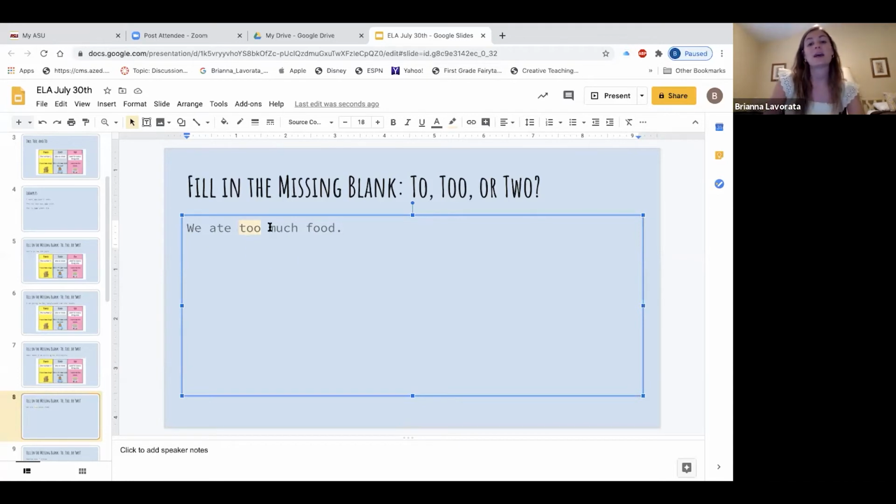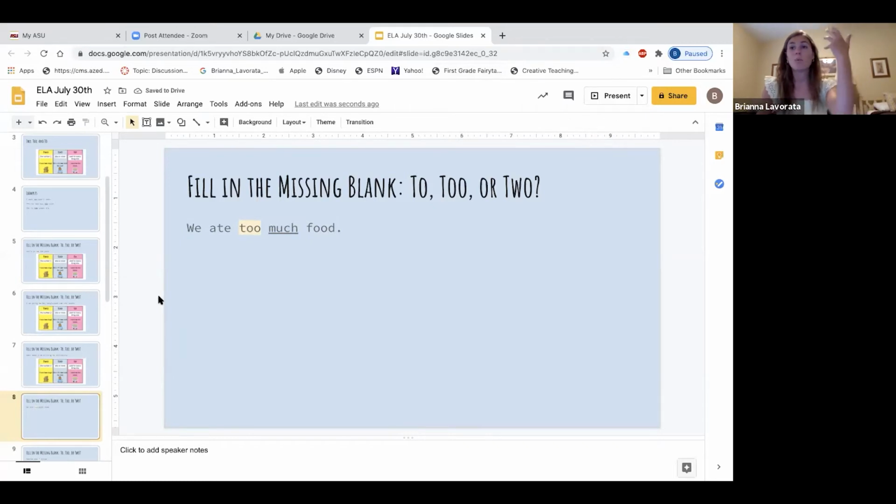Much is going to be that key word right here. I'll underline this. Much is going to be that key word because we are showing more of something. So when we say we ate too much food, we want to express that a little bit more by adding the T-O-O to show there's too much food. Just think, when you use T-O-O, you're going to exaggerate the pronunciation of "to" a little bit more.